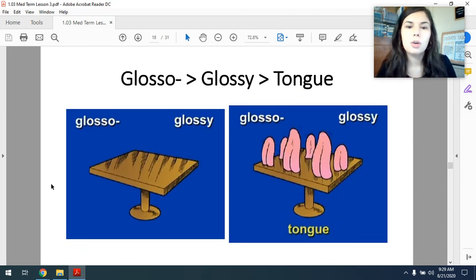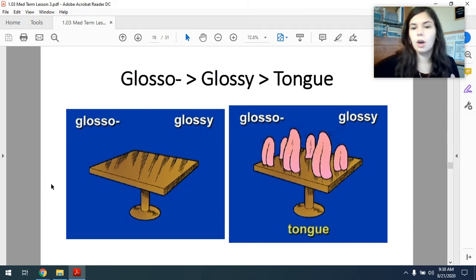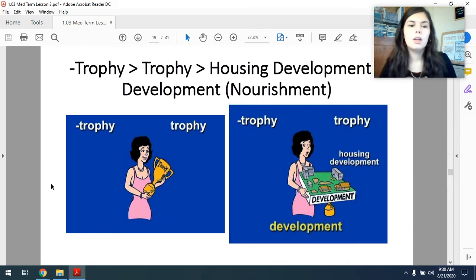Next is glosso. We have a glossy table here, and then on the next image, there are tongues appearing on top of the table. Glosso, glossy, means tongue. Next, we have trophy, and here we can see a woman holding a trophy, and then it turns into a housing development, and it means development or in some cases nourishment. Trophy, housing development, development, or nourishment.